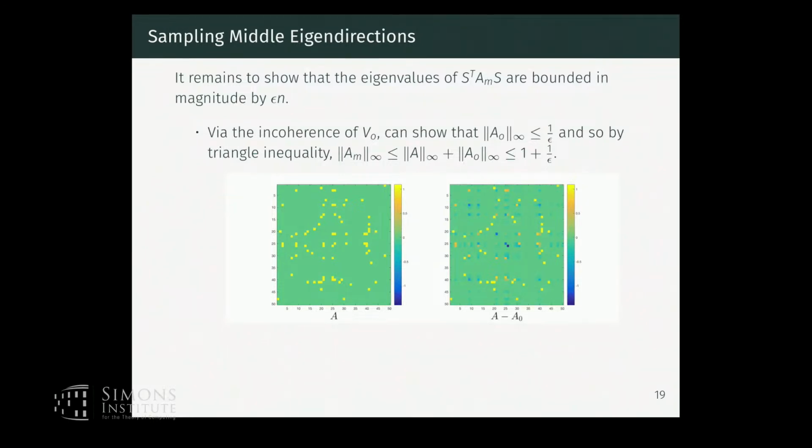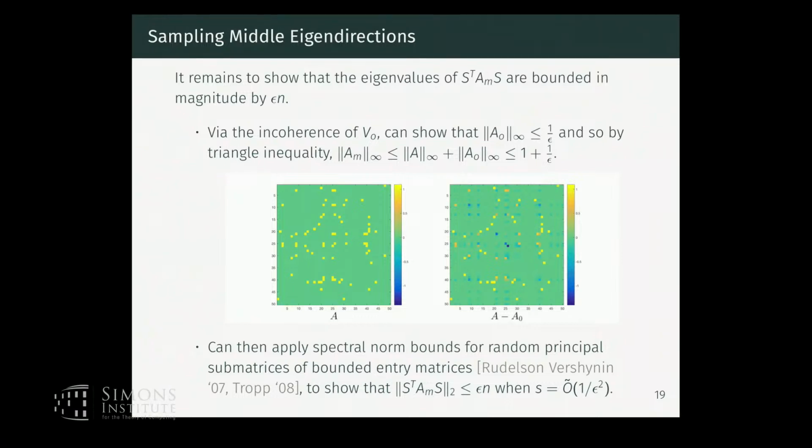And then via triangle inequality, this tells me that the entries of AM are still bounded by about 1 plus 1 over epsilon. So they're reasonably bounded. After projecting onto that eigenspace, I haven't messed up my entry-wise bound all that much. Once I have that, I can apply known spectral norm bounds for sampling random principal submatrices of bounded entry matrices. There's a bound by Rudelson-Vershynin, and I think we use an actual citation by Tropp, which is basically that if I have a bounded entry matrix and I sample a random principal submatrix, the eigenvalues can't be too large. This is the type of thing they study a lot in random matrix theory. So the key step here is just showing that AM actually has bounded entries. That follows from incoherence, and then we get this down.